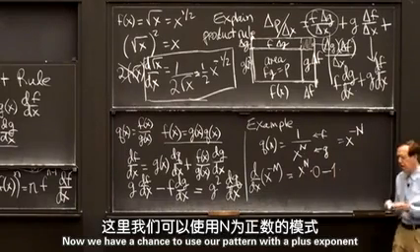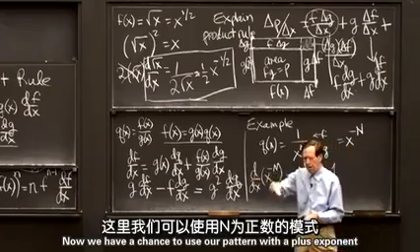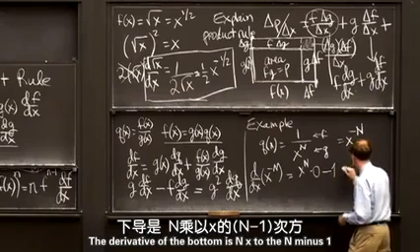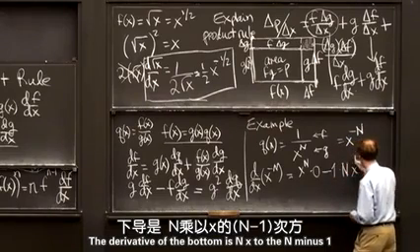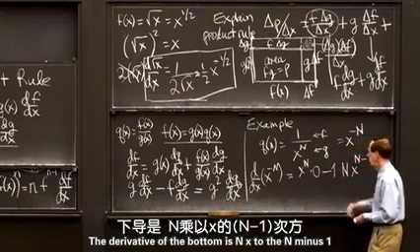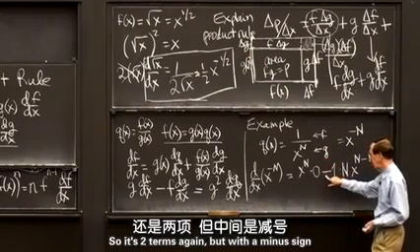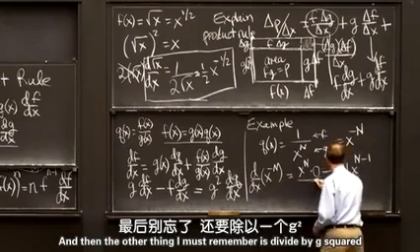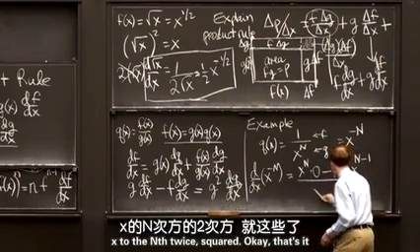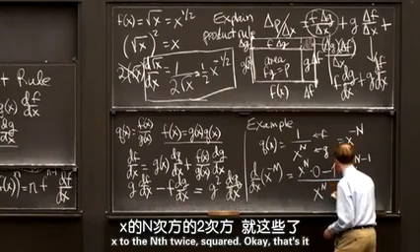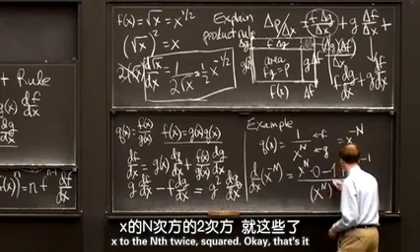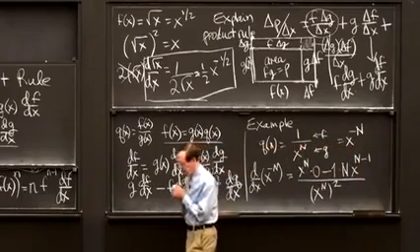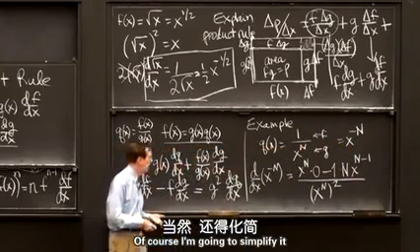Minus, remembering that minus, the top times the derivative of the bottom. Now we have a chance to use our pattern with a plus exponent. The derivative of the bottom is n x to the n minus 1. So it's two terms again, but with a minus sign. And then the other thing I must remember is divide by g squared. X to the n twice. Squared.